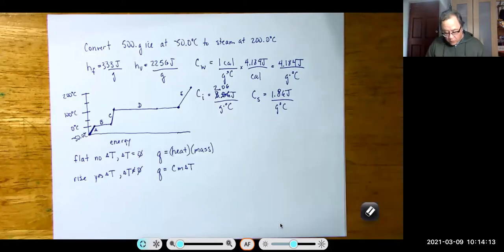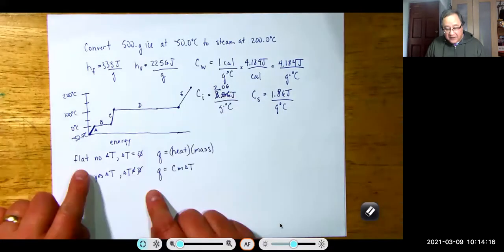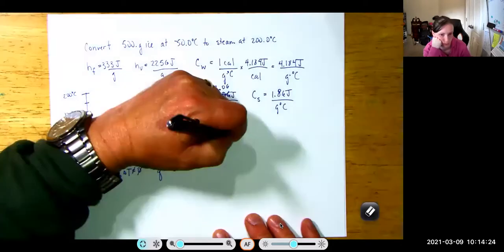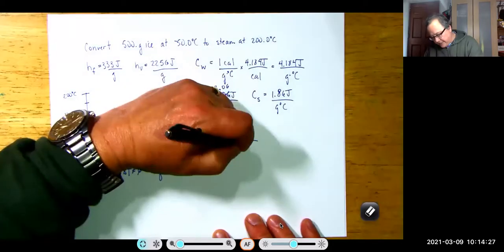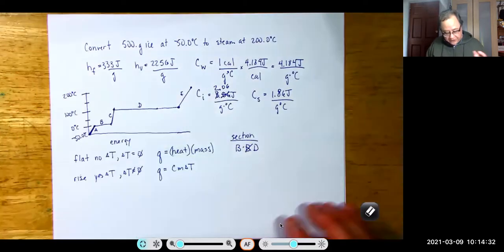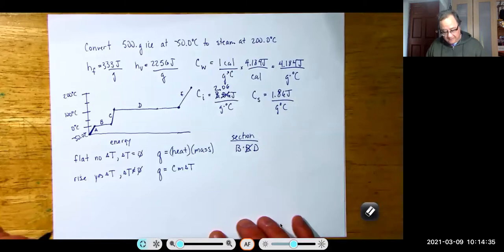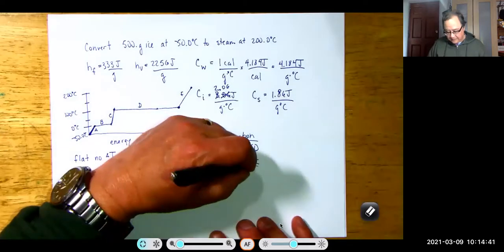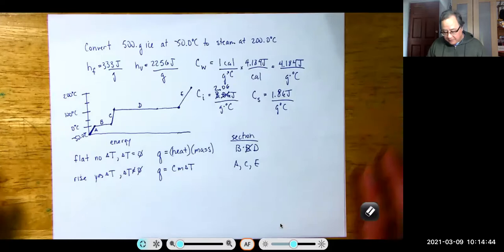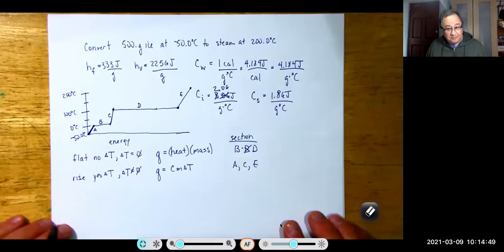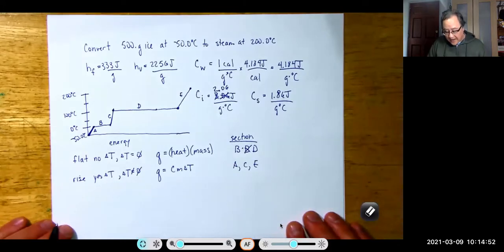So which sections are we going to use the flat method for calculating the heat? B and D. That's right, B and D. And which sections are we going to use the rise method? The rest. So A, C, and E. So rather than do this whole problem out, I'm going to give you one example of a flat and one example of a rise. So I'm going to go ahead and do A and B.